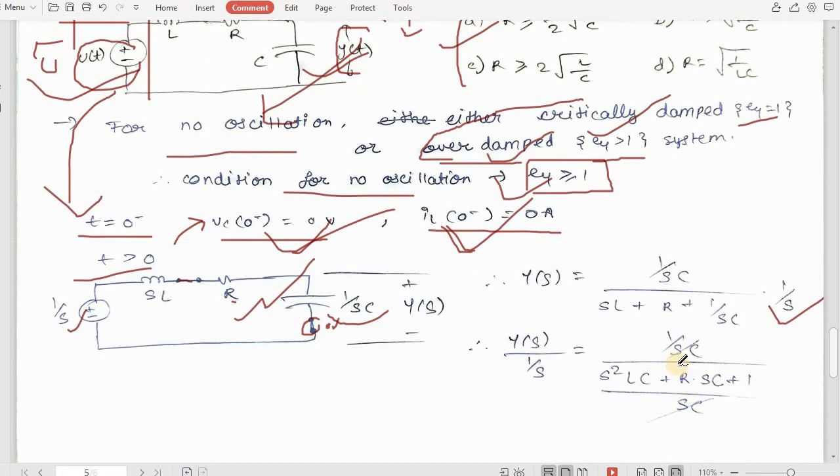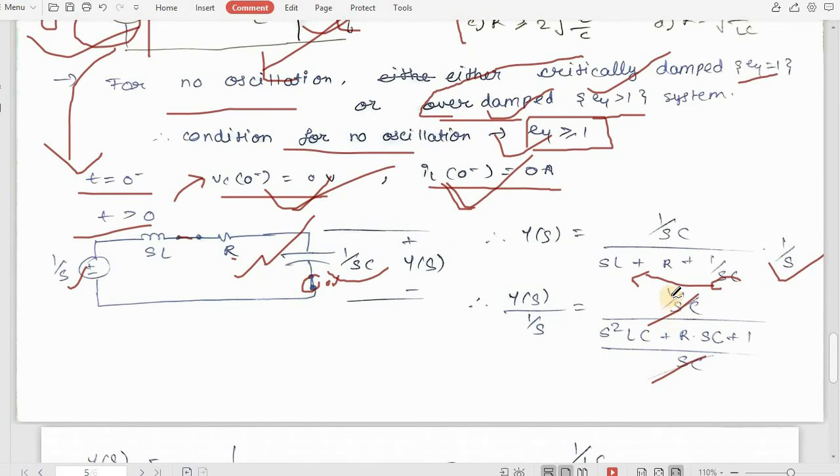Okay, so if you simplify it, it will be 1 by SC. If you multiply this throughout this term, you will get S square LC plus R into SC plus 1 upon SC. This SC got cancelled. So you will have 1 upon S square LC plus RSC plus 1. Now if you take this input to this side, as we are interested only in the type of the system, we will be seeing only H of S. So this is our H of S, 1 upon S square LC plus RSC plus 1.